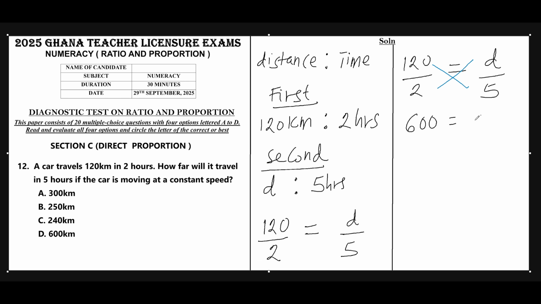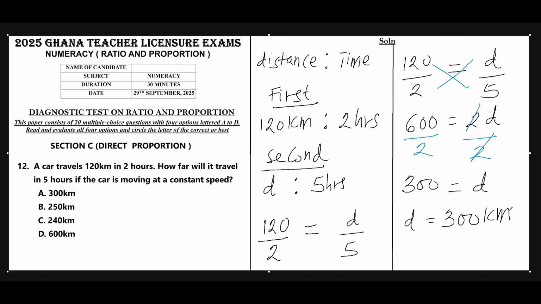And then 2 multiplied by D, that is 2D. Because we are looking for D, we can divide both sides by 2. So the 2 will cancel out. And we know that we'll be left with D on the right. And then 600 divided by 2, that is 300. So we can see that D is equal to 300 kilometers. So we select option A.